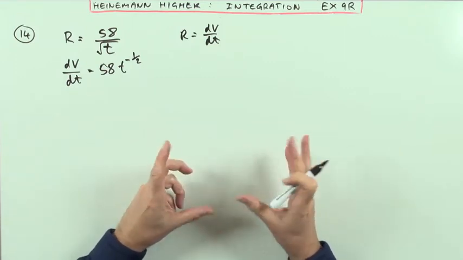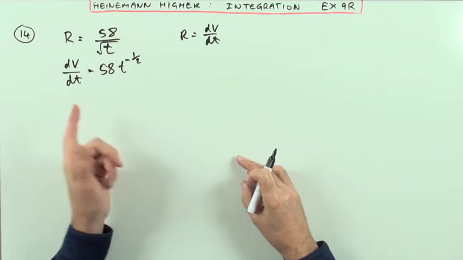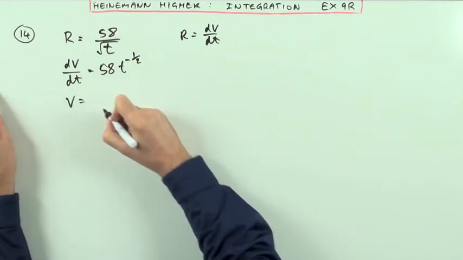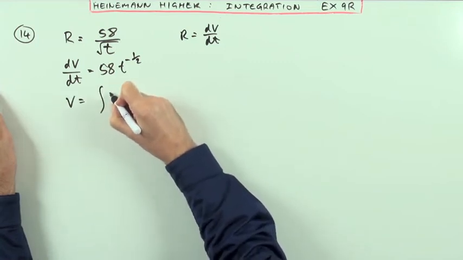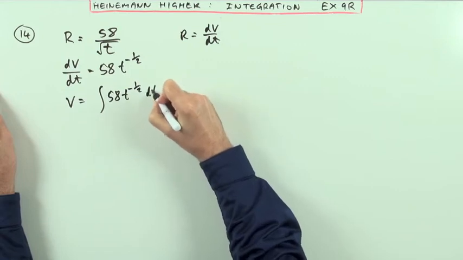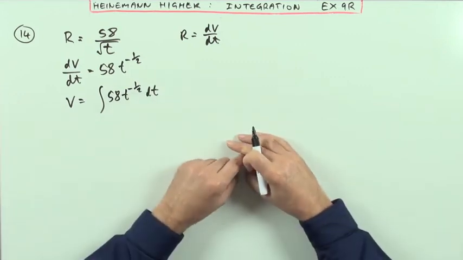Sounds fancy, differential, it just means you've got a derivative. How do you get rid of that? Anti-differentiate it. In other words, integrate it. So V is just going to be the integral of 58t to the negative a half dt. It says during the first 5 minutes.